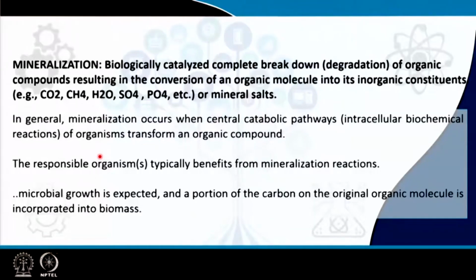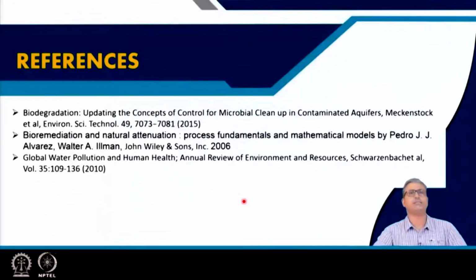So, microbial growth will be expected, and a portion of the carbon on the original organic molecule will be incorporated into the biomass. So, if we are able to label isotopically the carbon of the organic pollutants in a laboratory experiment, we will be able to find out that the biomass formed out of the biodegradation process has those carbons in the cell itself.